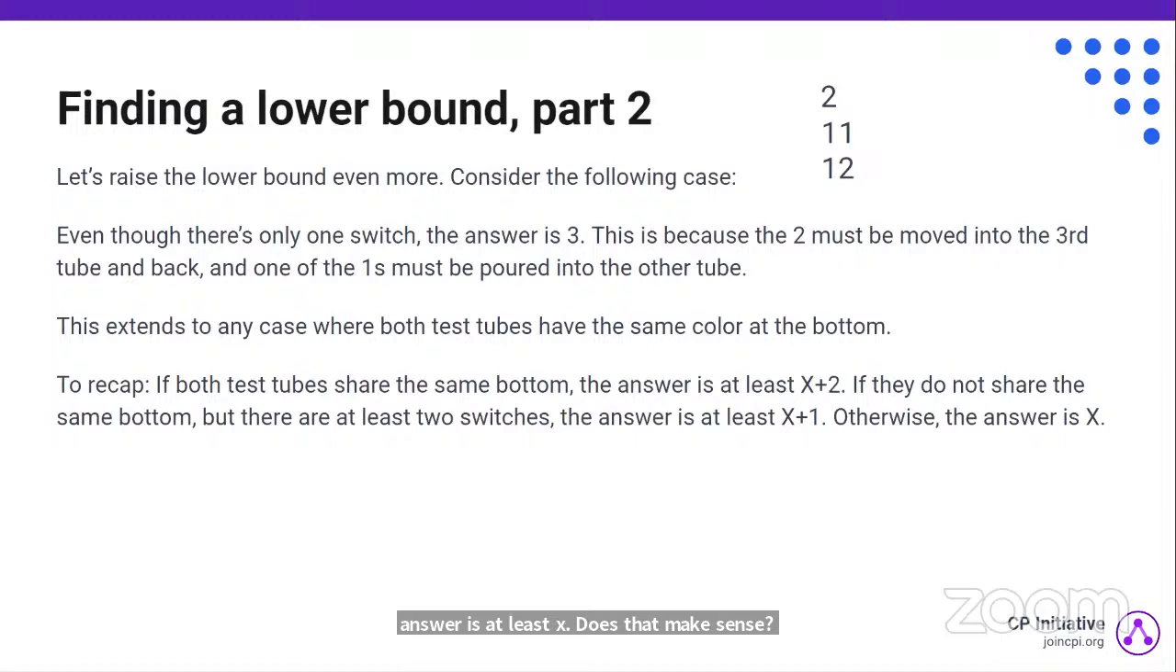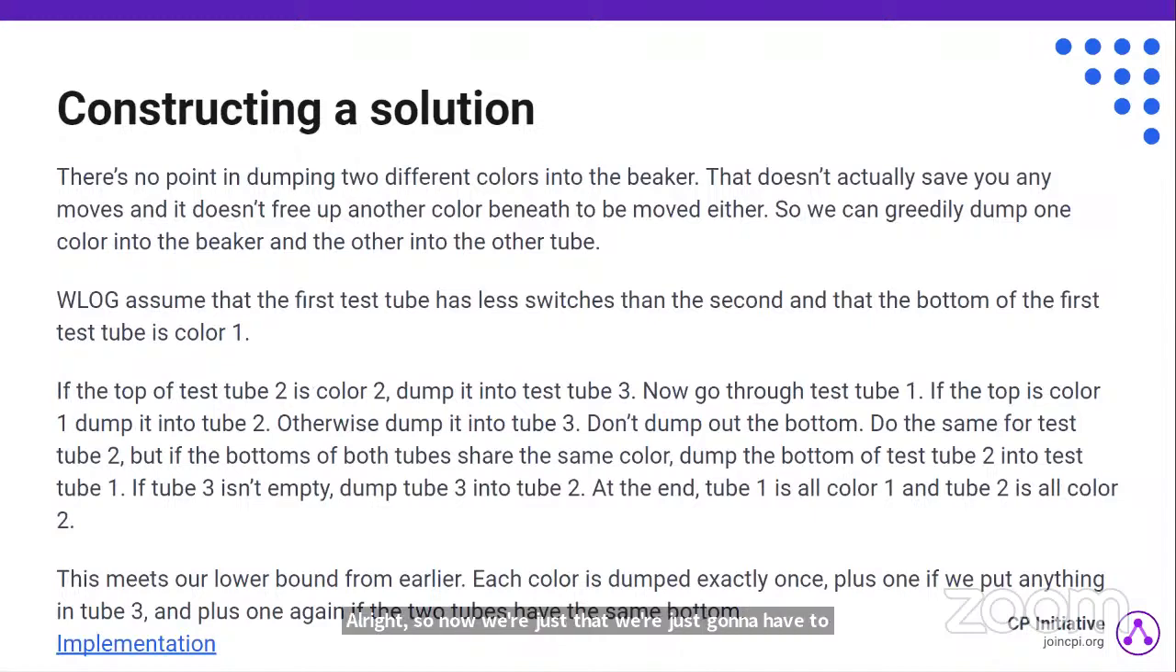Alright, so now we're just going to have to find a solution that actually meets these lower bounds, or at least very close to it. The first thing to observe when we make the solution is that there's no point in dumping 2 different colors into the beaker, because that doesn't actually save you any moves under any circumstances. First of all, let's say we dump 2 colors into the beaker, we're still going to need 2 pours to move them both out.